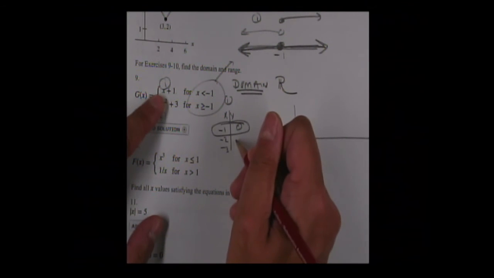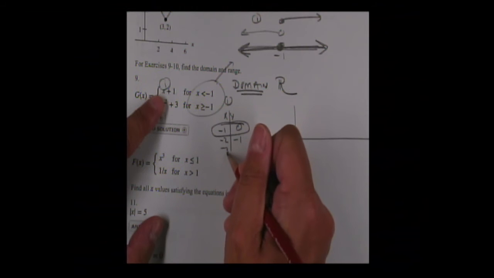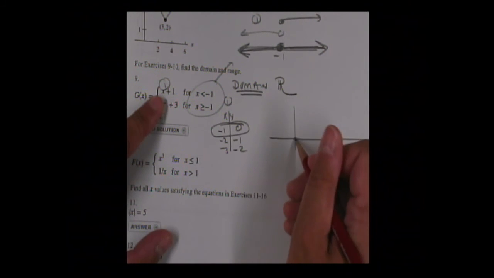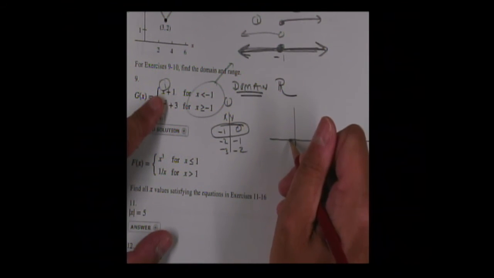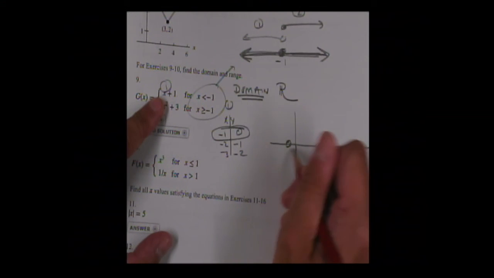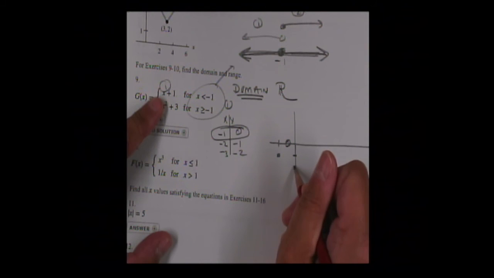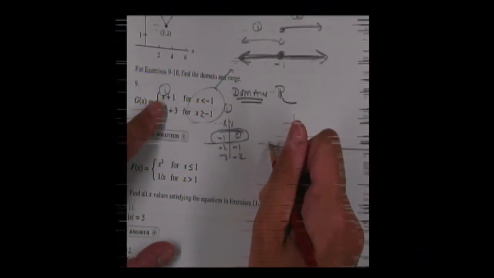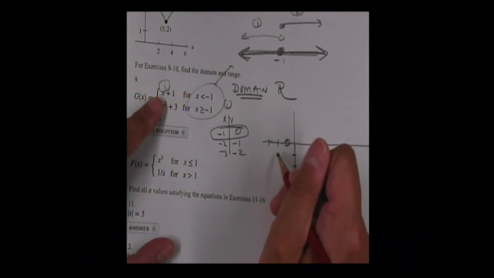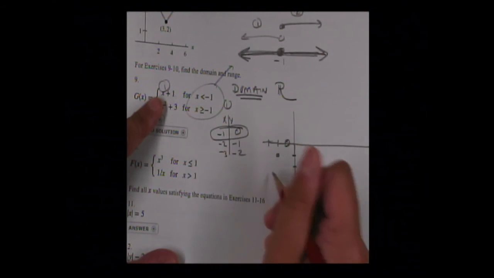So if I use -1 in here, that's going to give me 0. If I use -2, that gives me -1. If I use -3, that gives me -2. So -1, 0, open circle. -2, -1, and then -3 is going to give me -2.